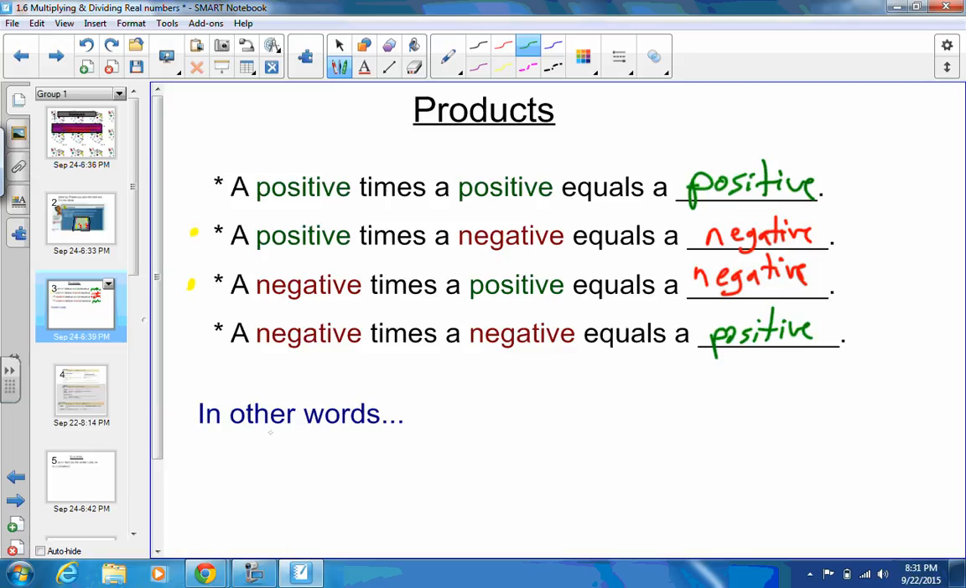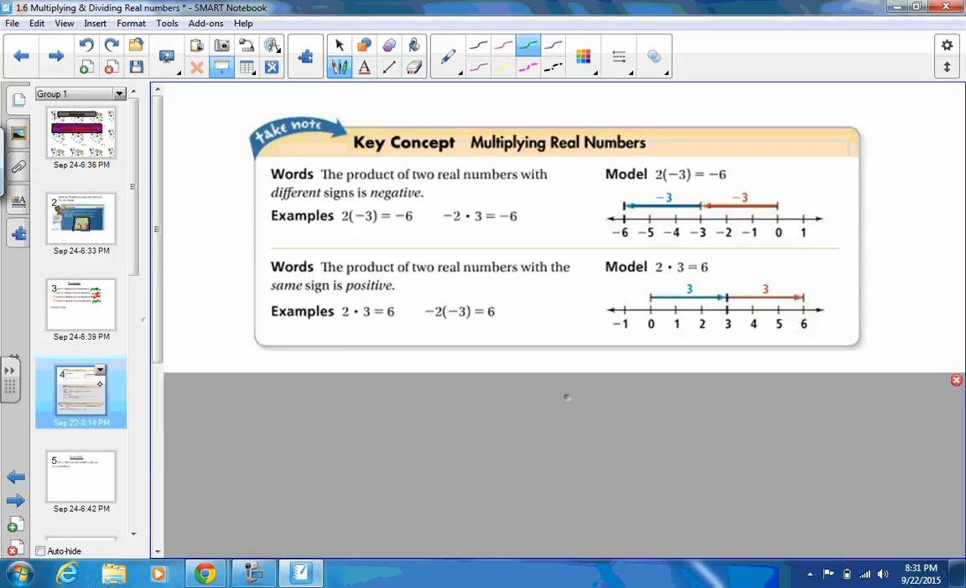So in other words, and I'm going to show you this chart here. In other words, multiplying real numbers, when the product of two real numbers with different signs, the answer is going to be negative. So you have examples here. 2 times negative 3. One is positive, one is negative. You get a negative 6. Or negative 2 times positive 3, you also get a negative 6.